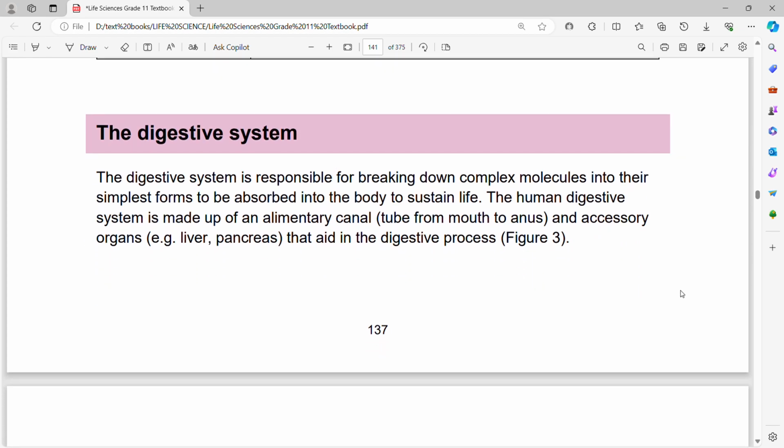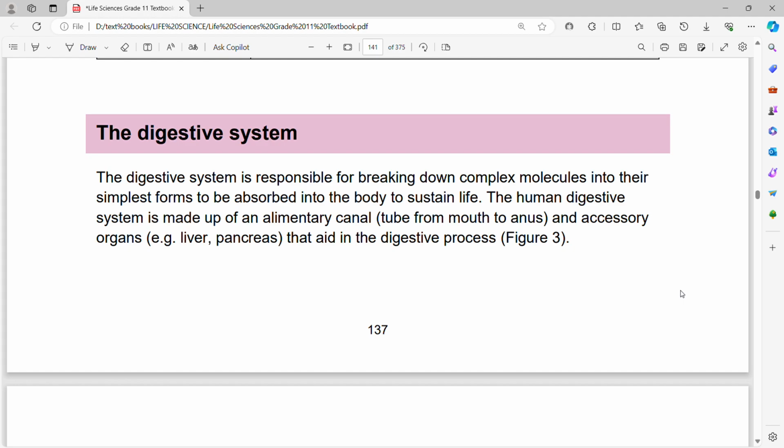Digestive system, very easy. We all know it since childhood. The digestive system is used to digest our food, which will break down your complex molecules into the simplest form to be absorbed in the body to sustain life so we can get energy, right? All the food we consume will be digested in the human digestive system. What is the human digestive system made of? We will look at this in detail in this lesson.